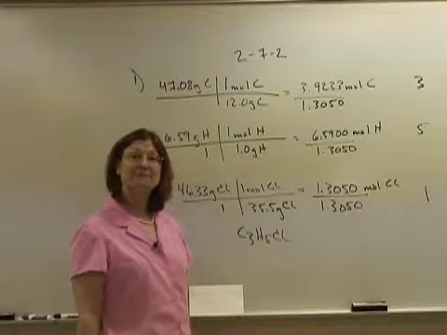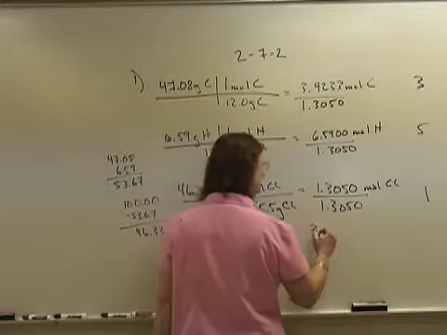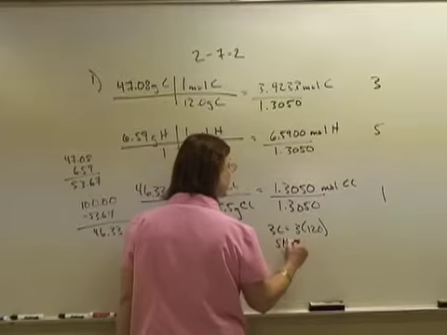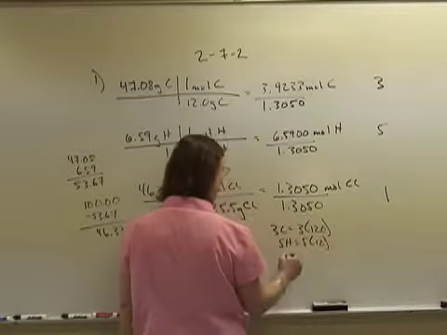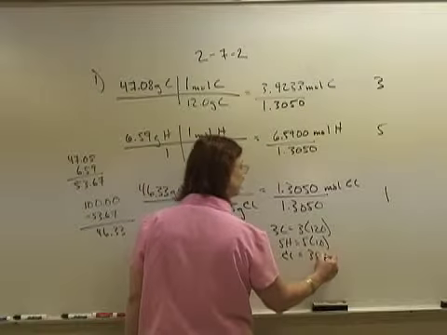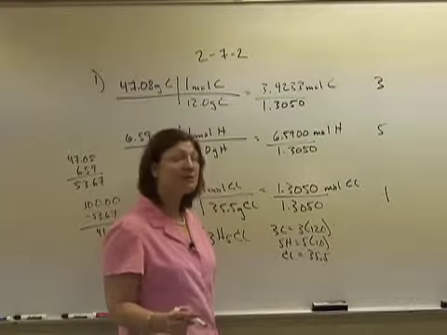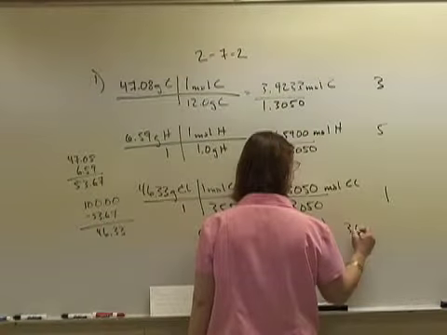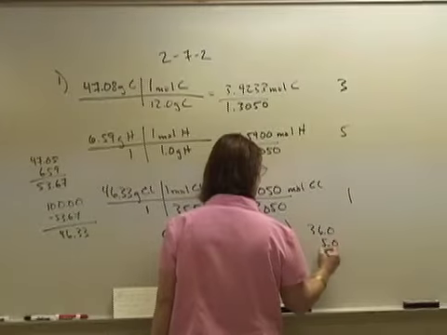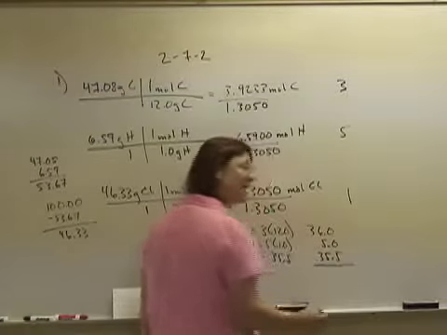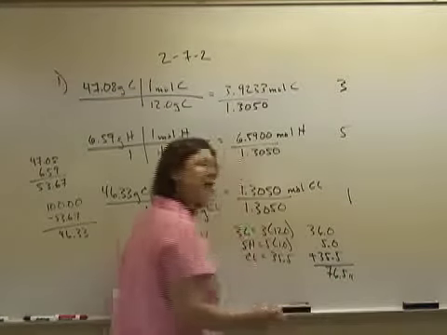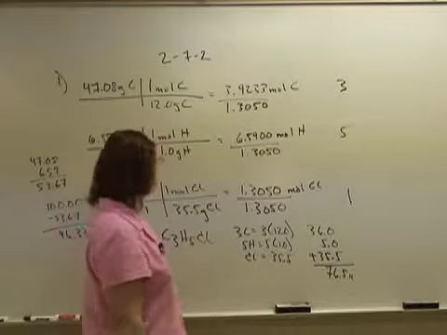Now, once I get my empirical formula, I must find the empirical mass. And I have 3 carbons, which is 3 times 12, and I have 5 hydrogens, which is 5 times 1, and 1 chlorine. And remember, because oftentimes mistakes are made at this point, I'm going to rewrite and multiply these numbers out. And when I add them together, I get 76.5 AMU is my empirical mass.